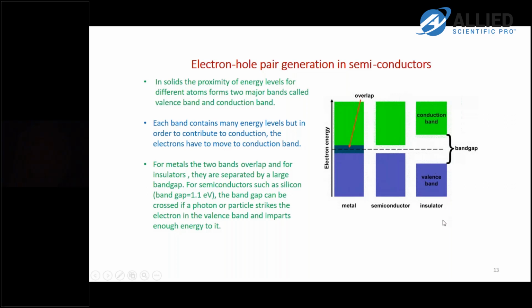In the case of semiconductors, this gap is quite possible to be jumped by an electron. So an electron could jump and leave a hole behind, and it could be possible for it to contribute to the conduction. In the case of silicon, this band gap is 1.1 electron volt. And if a particle or a photon strikes the electron and has this energy, it could impart this energy to the electron and make it jump across the gap.